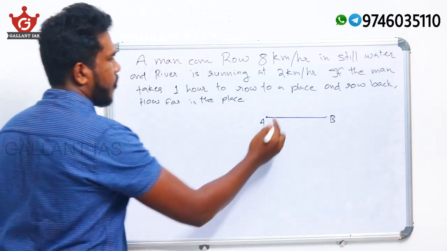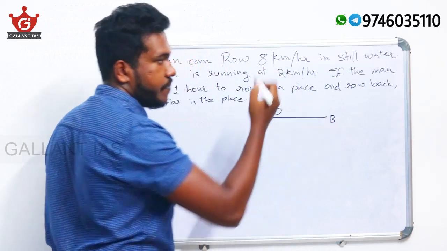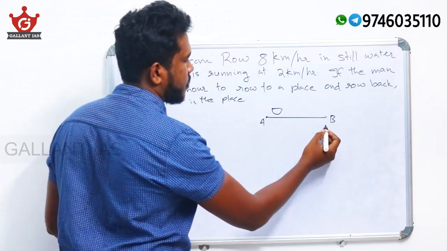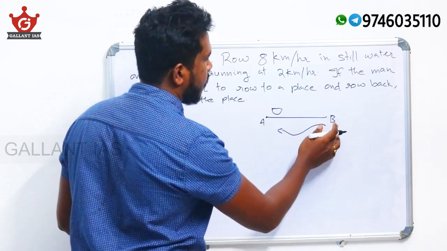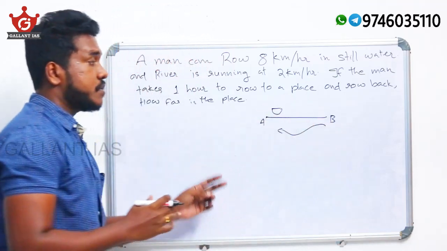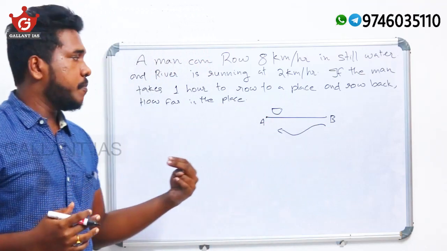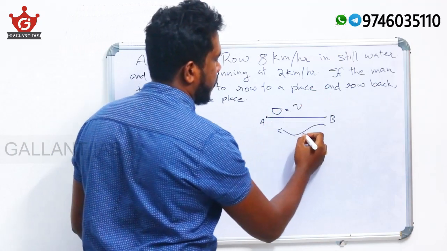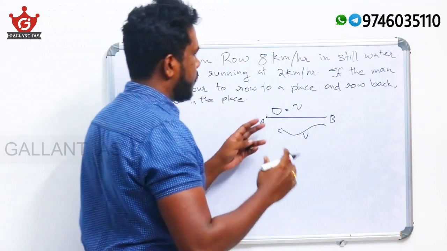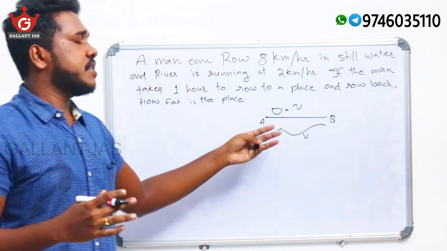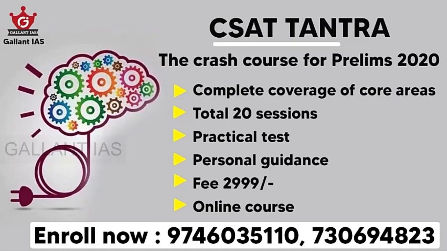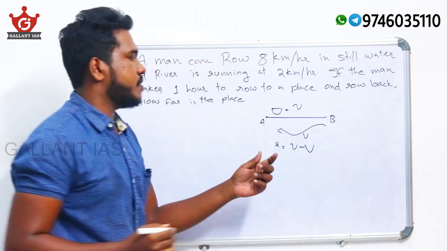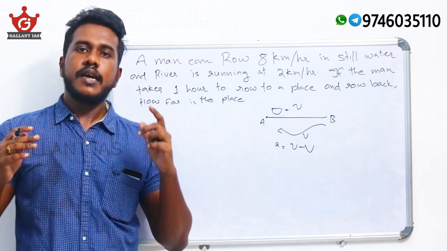A boat is moving from point A to point B, and the river is flowing in the opposite direction, that is from B to A. The velocity of the boat in still water is U and the velocity of the river is V. Since the boat is moving opposite to the river, it experiences a drag force, so its velocity gets reduced. The resultant velocity is U minus V. This condition is known as the upstream condition.